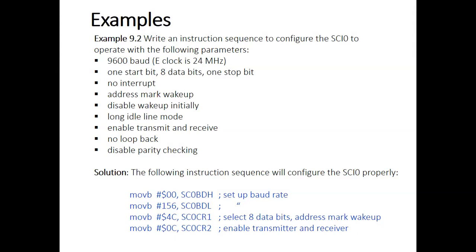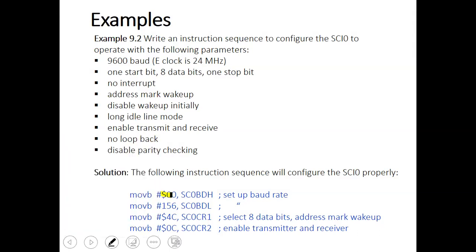So the first thing is basically the baud rate. We are required to use 9600 baud rate when the clock is 24 megahertz. So we need to figure out what values to store in the baud rate registers, the high register and the low register. And if you look at the answer below, we stored 00.